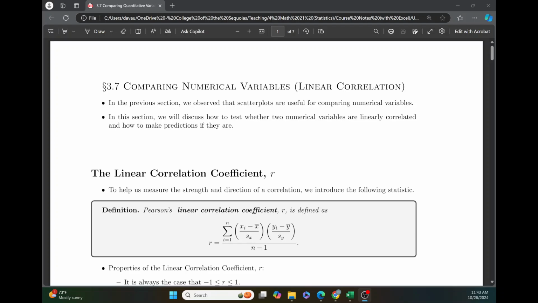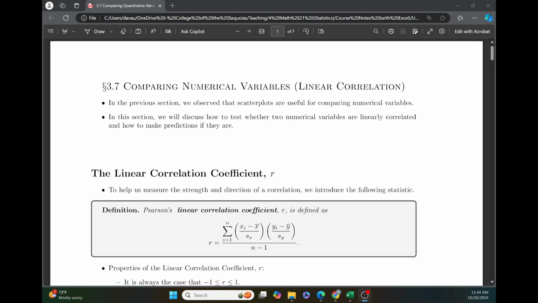In the previous section, 3.6, we talked about reimagining the way that we talk about hypothesis tests and the way that we talk about comparing data sets. Instead of comparing two data sets, we might have a data set that contains two or more variables, and then we might want to compare those variables to one another.